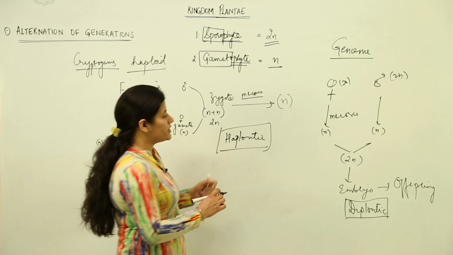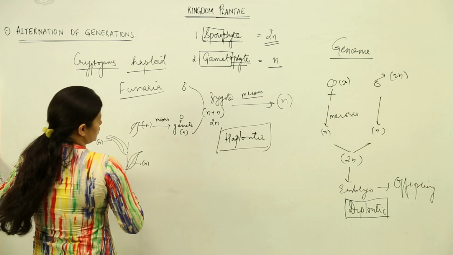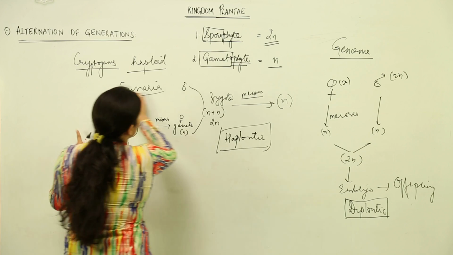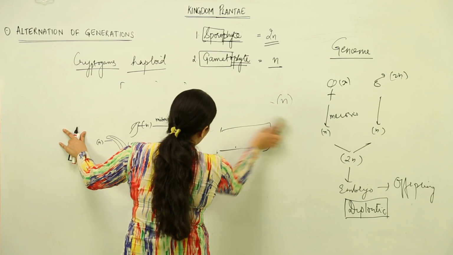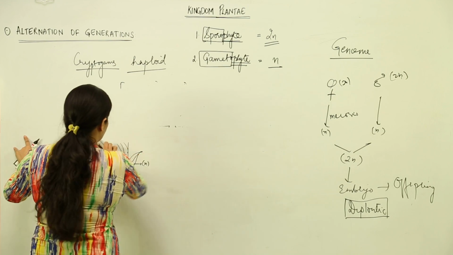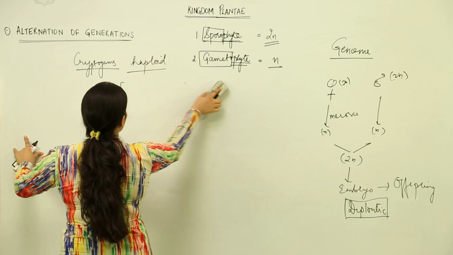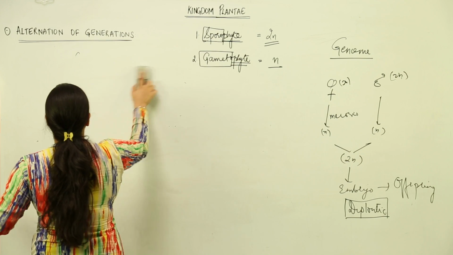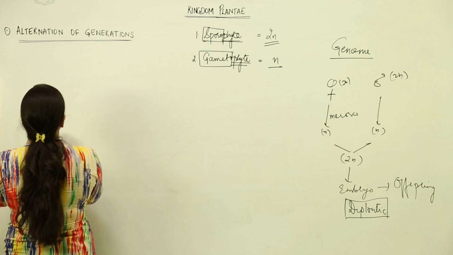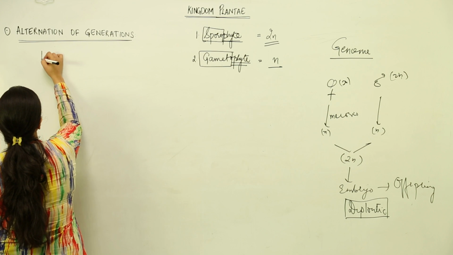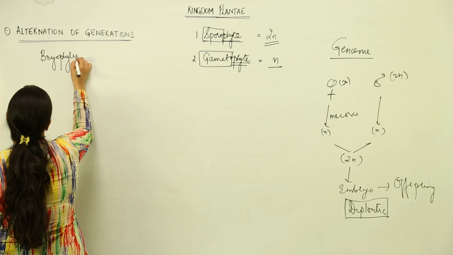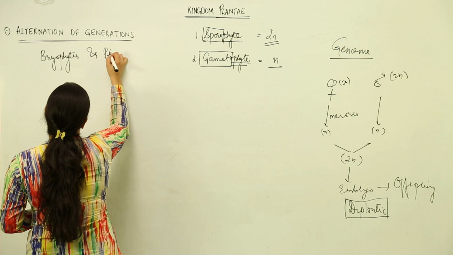Now apart from this, when we talk about alternation of generations, we have haplodiplontic life cycle, which would be shown by bryophytes and pteridophytes. Okay, so now after understanding so much, we come to the term alternation of generation, that is present in bryophytes and pteridophytes.